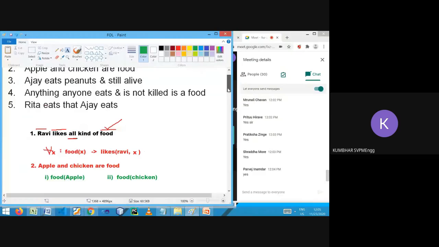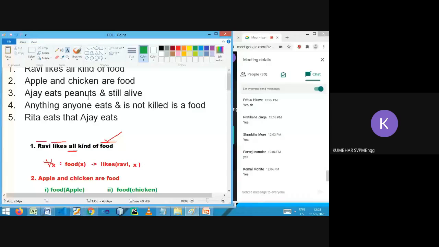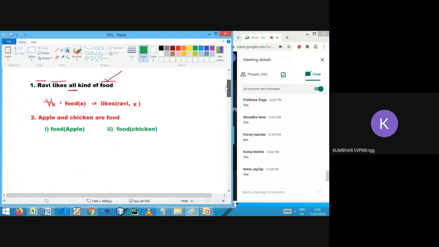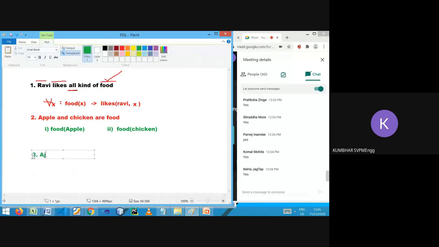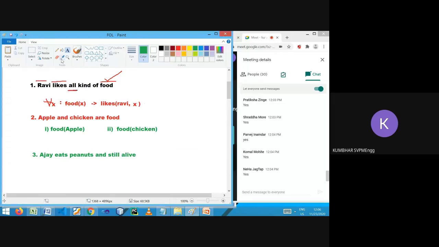Okay, great. Now the third statement is: Ajay eats peanuts and still alive. So let me write that statement. Ajay eats peanuts and still alive. Okay. How many statements are there in this? Actually, in English also, this is a compound statement. You will find that Ajay eats peanuts is one sentence, and Ajay is still alive is another statement.